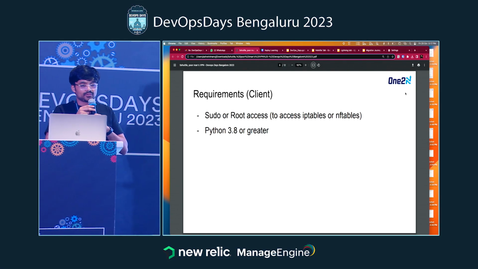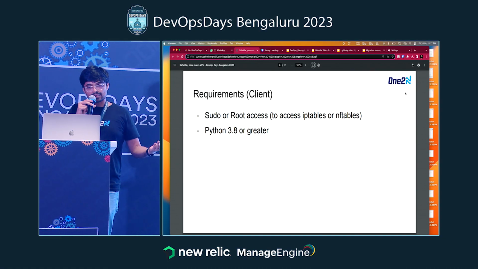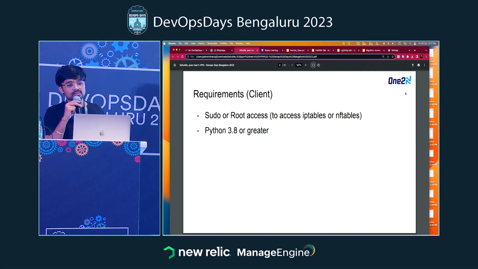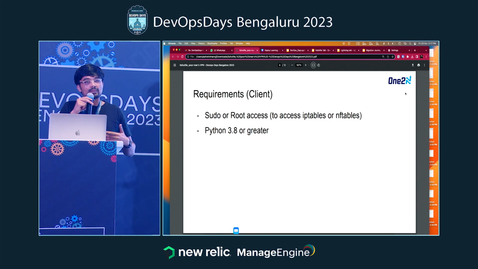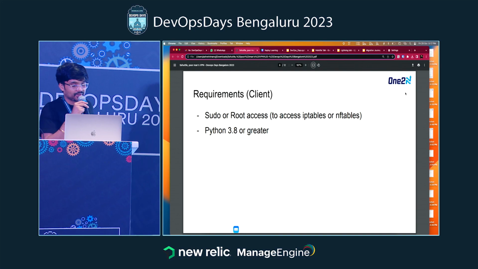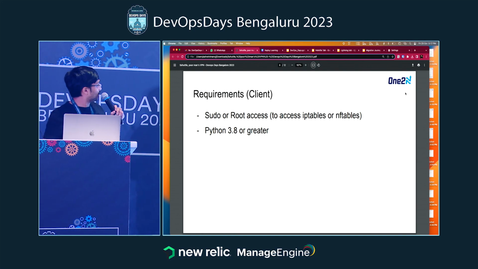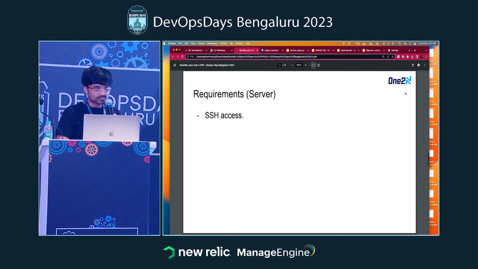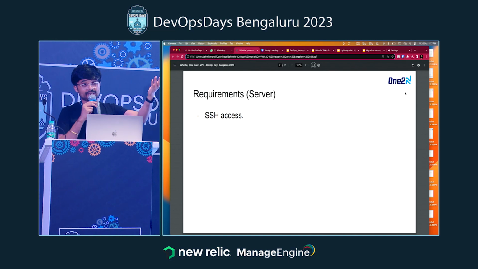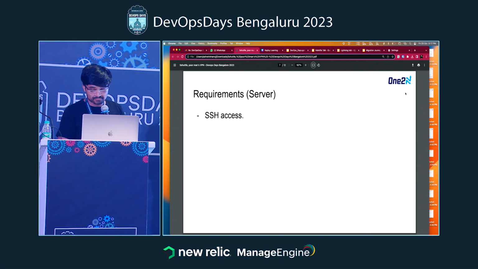Requirements at your client side: you have to use sudo or get root access to access your iptables or nftables, which are basically like iptables on steroids. You need to have Python 3.8 or greater. The requirement on the server side is just pure SSH access.